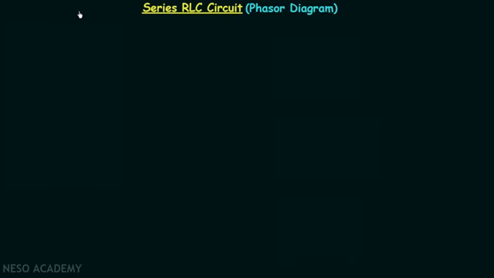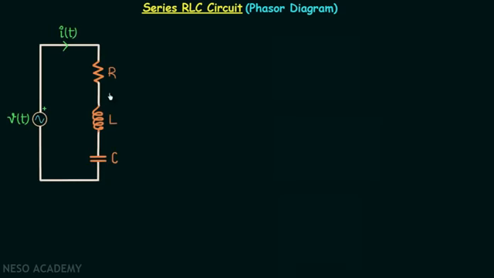In this presentation, we are going to have the phasor diagram, voltage triangle, impedance triangle, and power triangle of a series RLC circuit. And this is our series RLC circuit. Let us say that voltage VT has the corresponding phasor representation V phasor. Current IT, which is the current in this circuit, has the phasor representation I phasor.